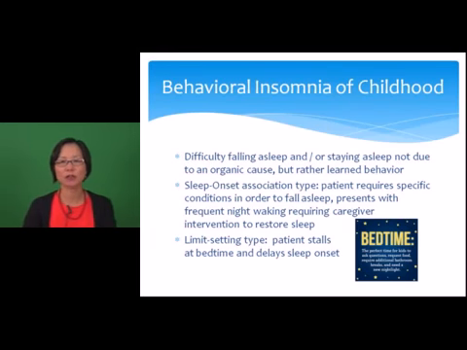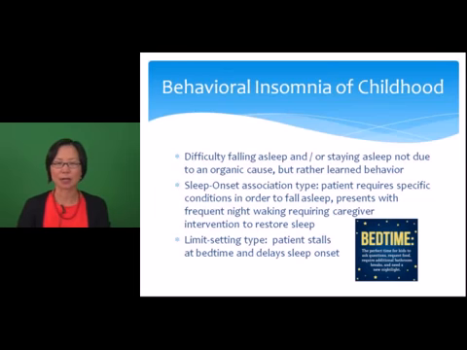Behavioral insomnia of childhood is where children have difficulty falling asleep and or staying asleep, not because there's an organic cause, but because they've learned that they need certain things in order to sleep. So the sleep onset association type is where the patient requires very specific conditions in order to fall asleep. So the baby who's breastfed, whose mother has always breastfed her until the child falls asleep and then puts her in her crib asleep. Well, of course, if the child wakes and she's no longer in the mother's arms, she's going to cry and fuss until those same exact conditions are reproduced. These children have frequent night waking, and they require the caregiver to help them go back to sleep.